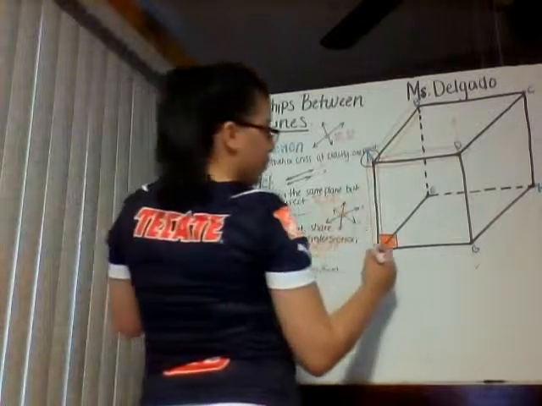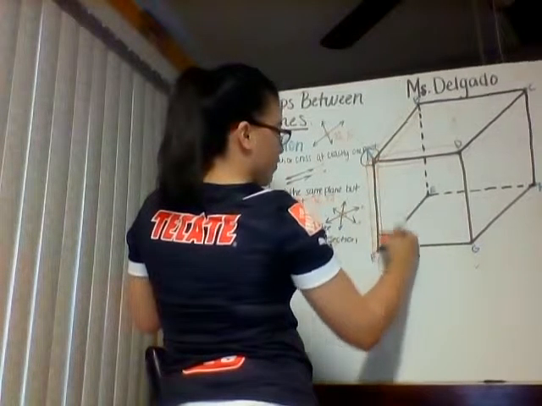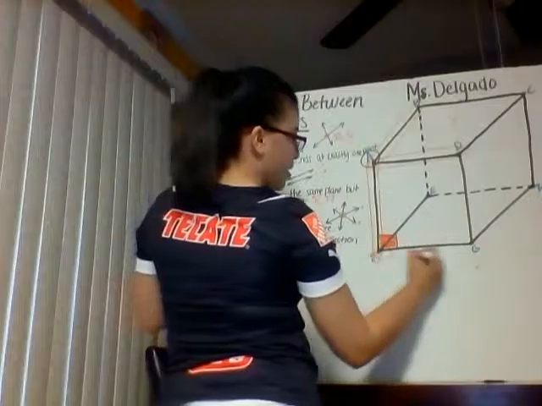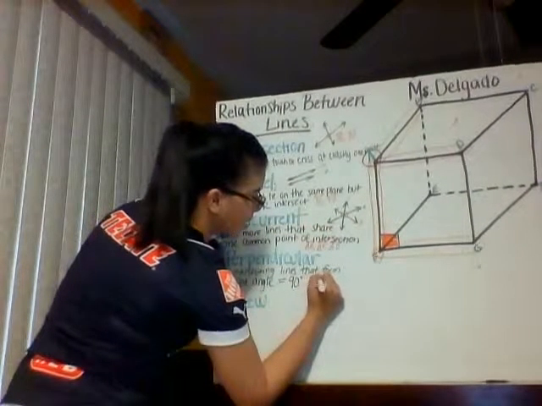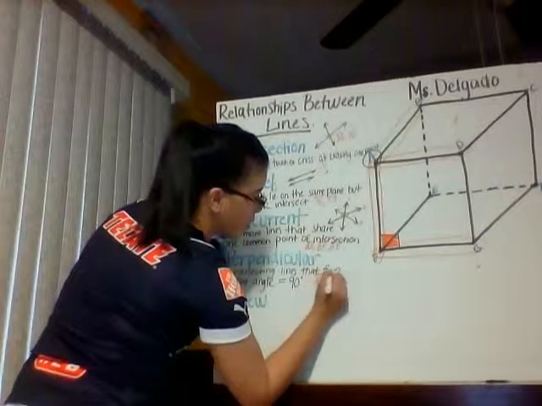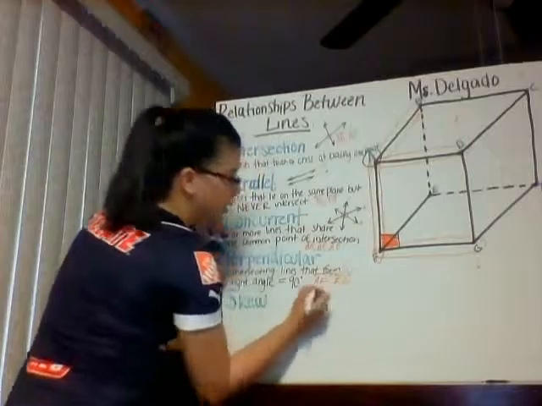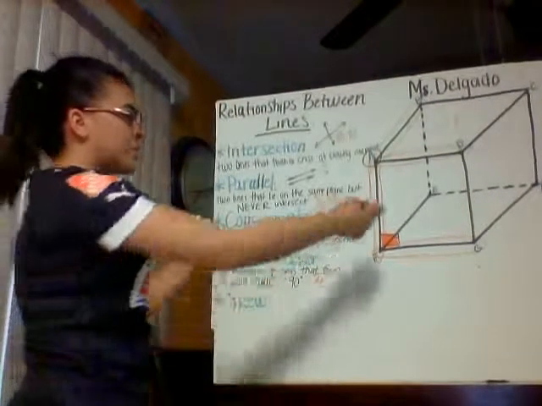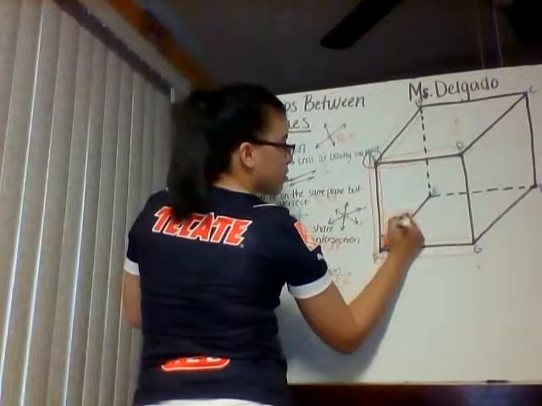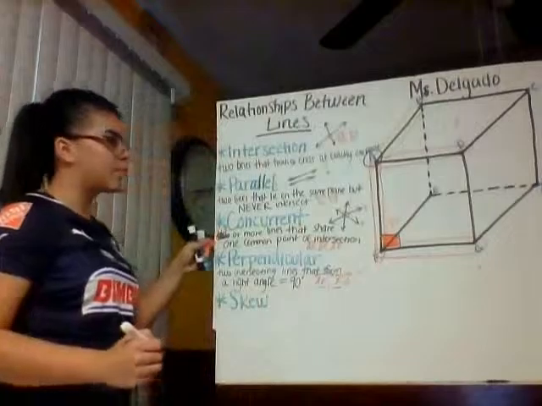So our examples are going to be lines AF and FG. Okay, lines AF and FG. We can tell that they have F in common, meaning they intersect. We measured our angle, which equals 90 degrees. So we figured that one out.